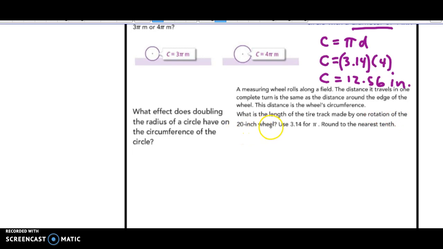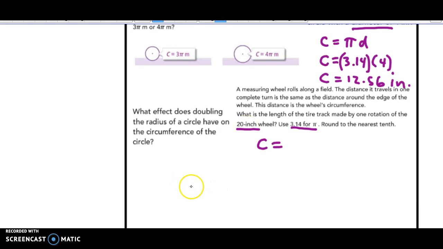So if we want to know what is the length of the tire track made by one rotation of the 20-inch wheel, then I'm going to use my circumference formula. I'm going to use 3.14 for pi, and I can use 20 inches. But first I need to know if they say a 20-inch wheel, does that represent the diameter, the distance all the way across the circle, or the radius?